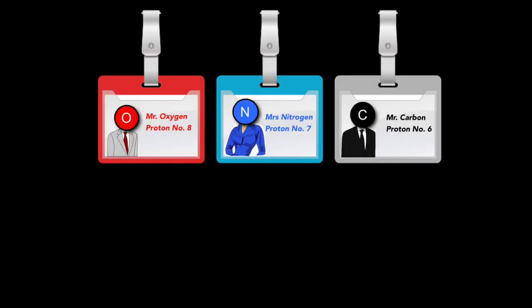The final point to make here is that the number of protons that an atom contains in its nucleus defines what that atom is. It's like its ID card. So if you have 8 protons in your nucleus, you will be the element oxygen.